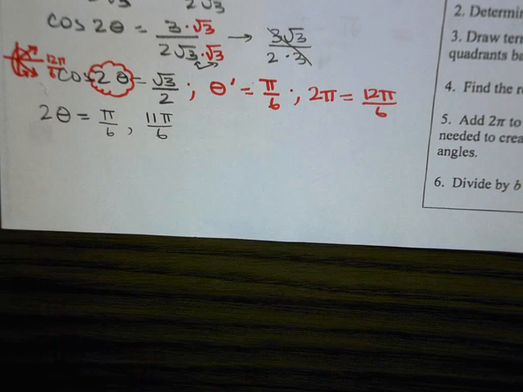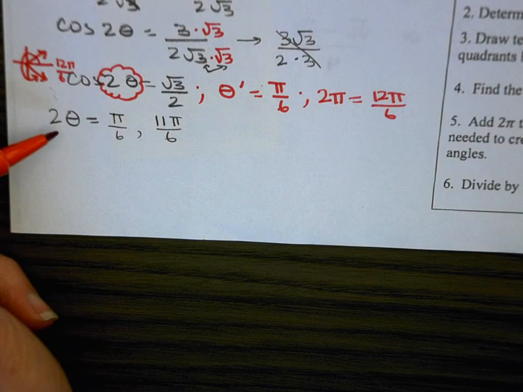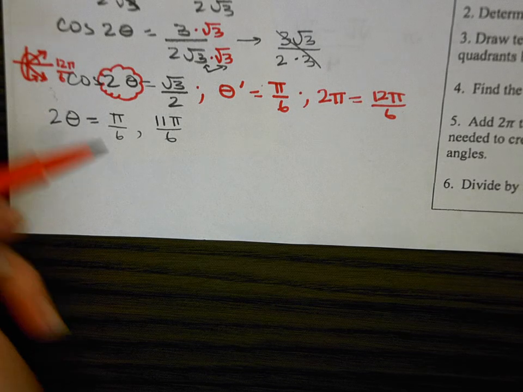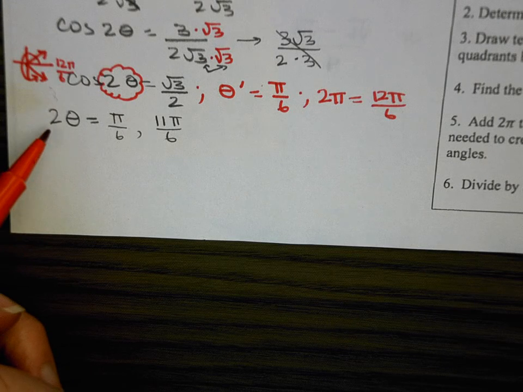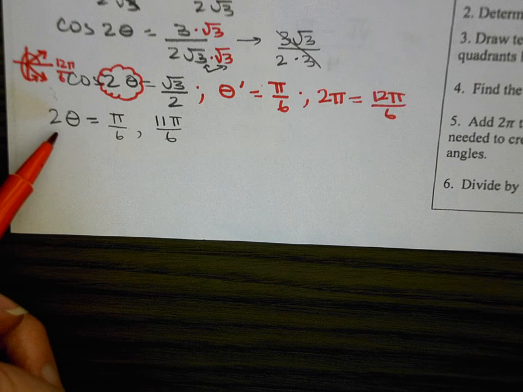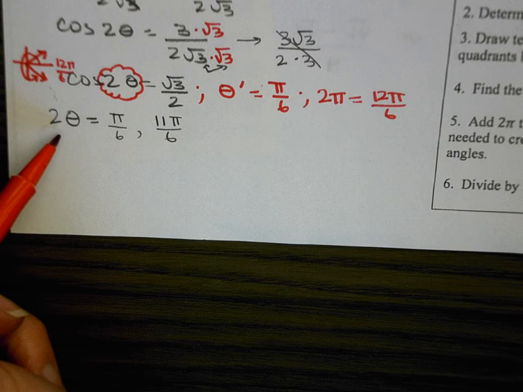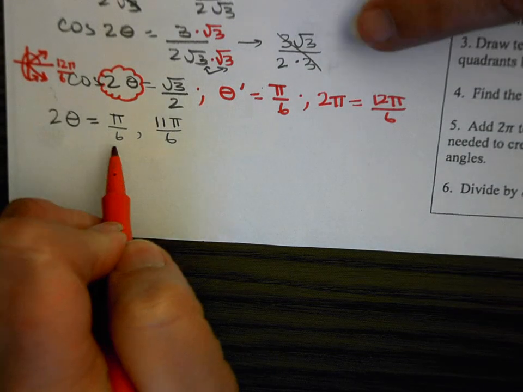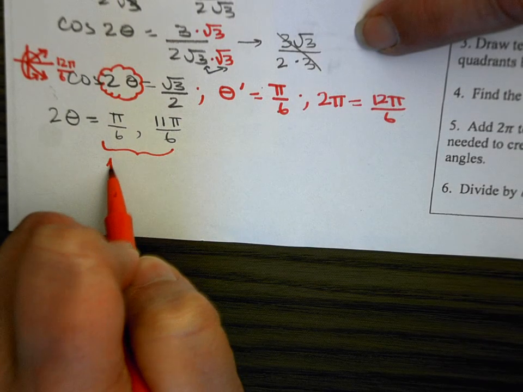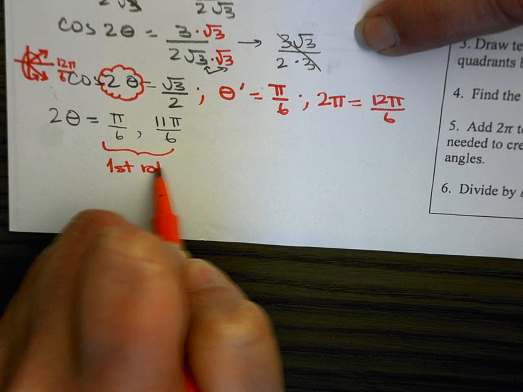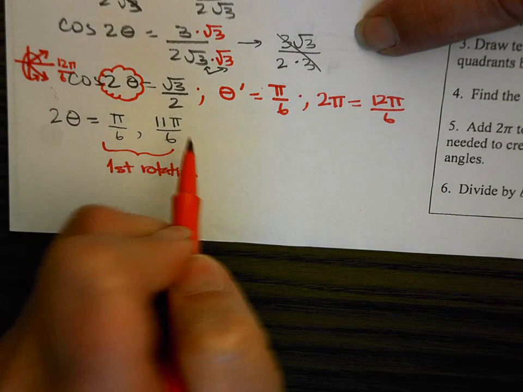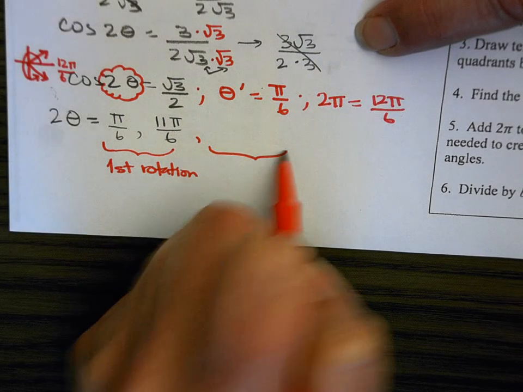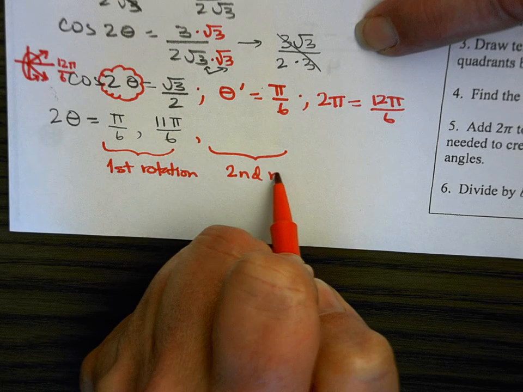So step 5, what does that mean? When I have a 2 theta here, that means I'm rotating around the circle twice as fast. We're speeding up, going around twice as fast. So I have to rotate through the unit circle twice. This is just rotation 1, my first rotation. So I need to find my second rotation, which means I need a whole other set of answers for the second time I rotate through.